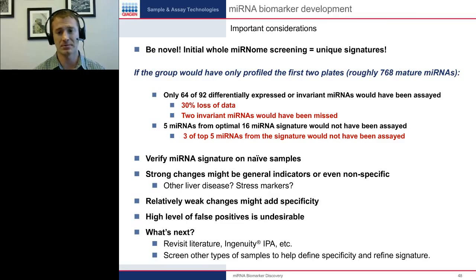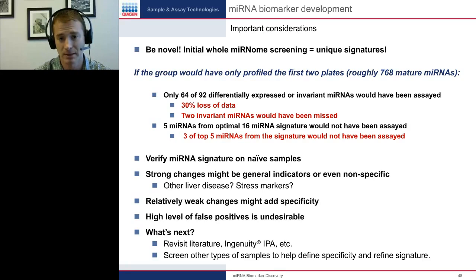Our first recommendation is to be novel. Initial whole microRNome screenings can leave you with unique signatures. And for this, let's take a retrospective what-if question. What if the group we worked with had only profiled the first 2 plates, roughly 768 mature microRNAs? Of the 92 differentially expressed, they would have only identified 64, and this would have translated to a 30% loss of data, and actually they would have lost 2 invariant microRNAs.